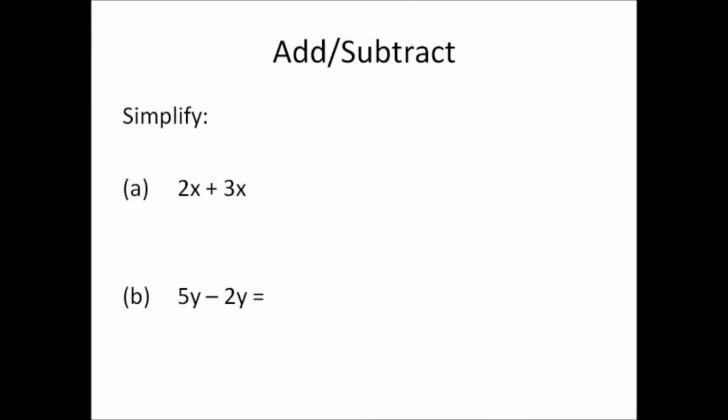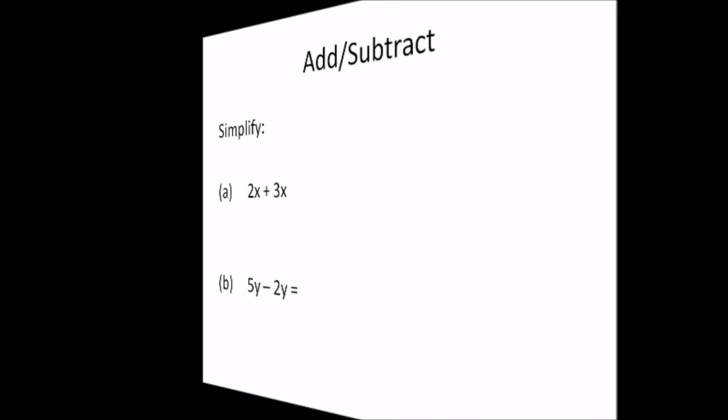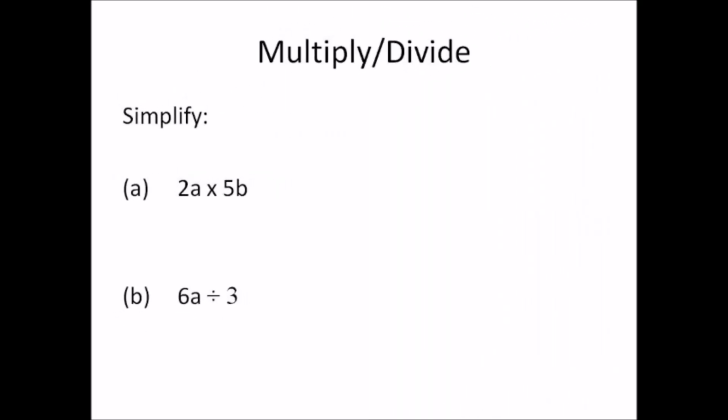Next, add and subtract. A, 2x plus 3x. Add those, what do you get? And B, 5y minus 2y. What do you get when you subtract? So that's straightforward. Do those quickly. And we move on to where you have to multiply and divide. A, 2a times 5b, and B, 6a divided by 3. Put an answer. Do it quickly before we move on.